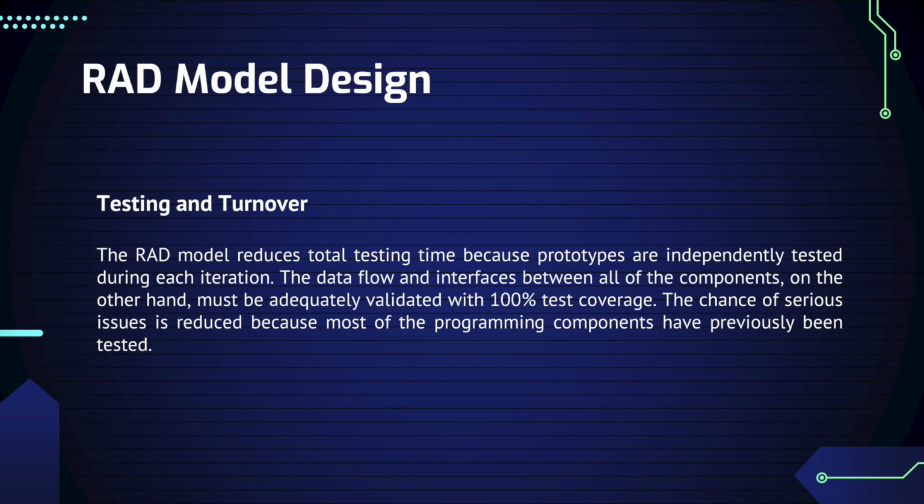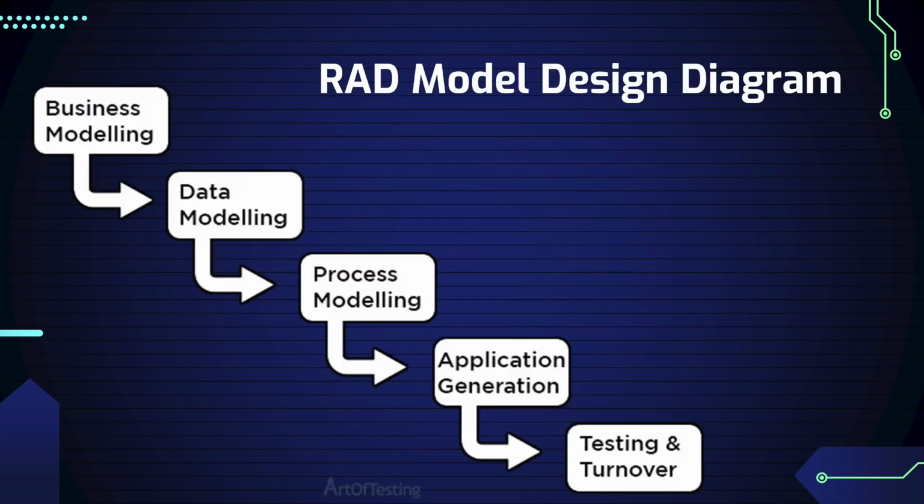Testing and turnover. The RAD model reduces total testing time because prototypes are independently tested during each iteration. The data flow and interfaces between all of the components, on the other hand, must be adequately validated with 100% test coverage. The chance of serious issues is reduced because most of the programming components have previously been tested. This is a diagram of the RAD model design.